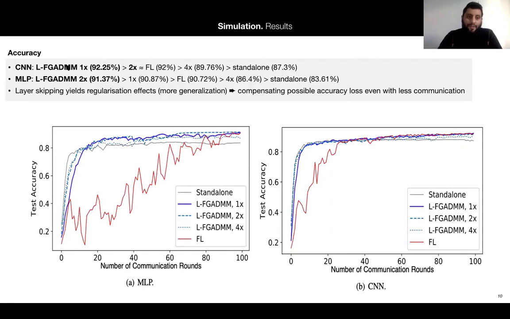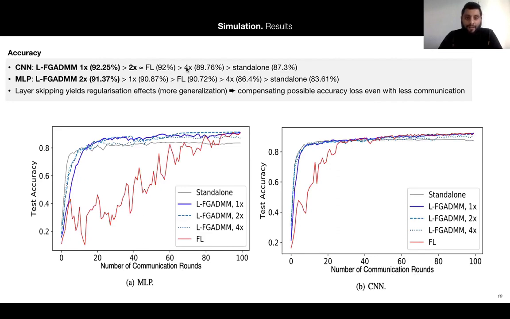For example, for CNN, the 1x configuration for federated JDMM, where we share the largest layer every iteration, has the highest accuracy. Then after that comes the 2x configuration and the FL, which have the same accuracy. So when we share the largest layer less frequently, we see a slight drop in the accuracy, but there's a huge saving in the communication by just reducing the number of times we share the largest layer.